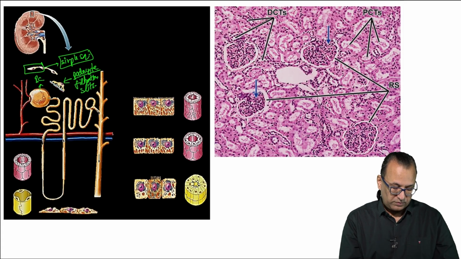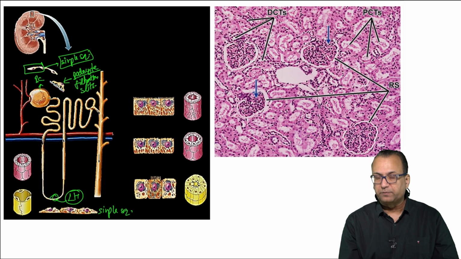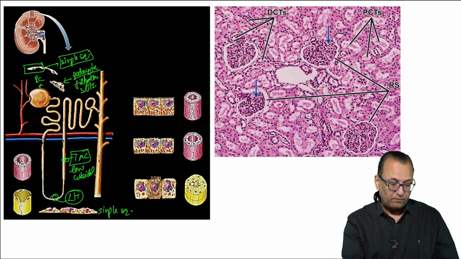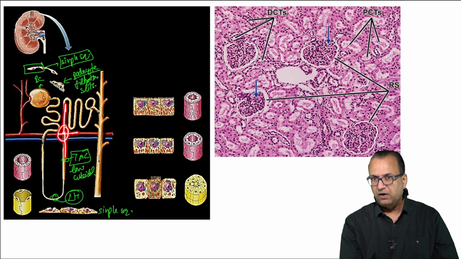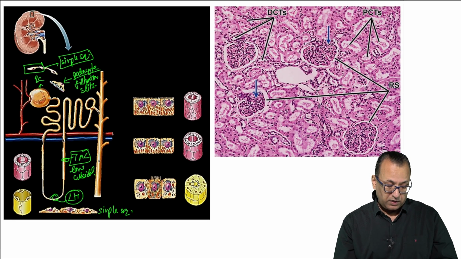As we are marking, this is the loop of Henle. Most of the loop of Henle is lined by simple squamous epithelium, but the thick ascending limb of the loop of Henle is lined by low cuboidal epithelium. When this thick ascending limb meets the DCT, at that point you will look at one diagram, the juxtaglomerular apparatus. Juxtaglomerular means near the glomerulus. It will also include the afferent or arriving arteriole along with the DCT.